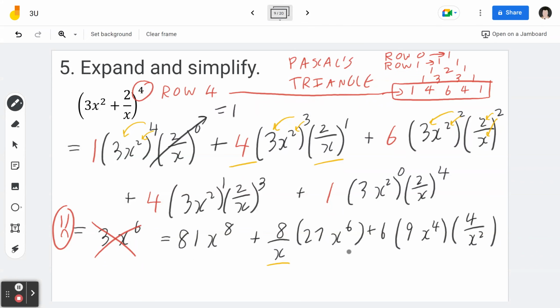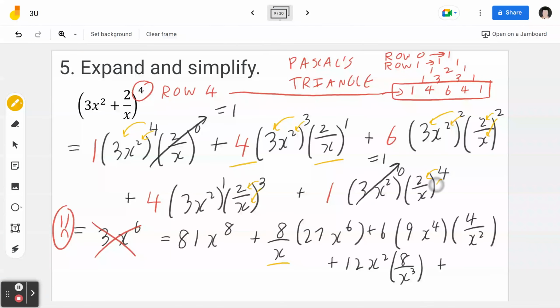Now, if you continue, I'll just put it here, I guess. You have 4 times 3. That's going to be 12. X squared. I'm still going to put the arrows here. Don't forget, 2 times 2 times 2 is going to be 8, divided by x to the power of 3. Last but not least, anything to the power of 0 is going to be 1.